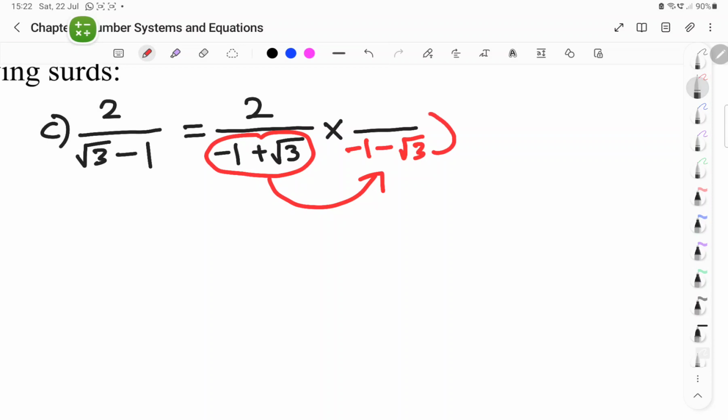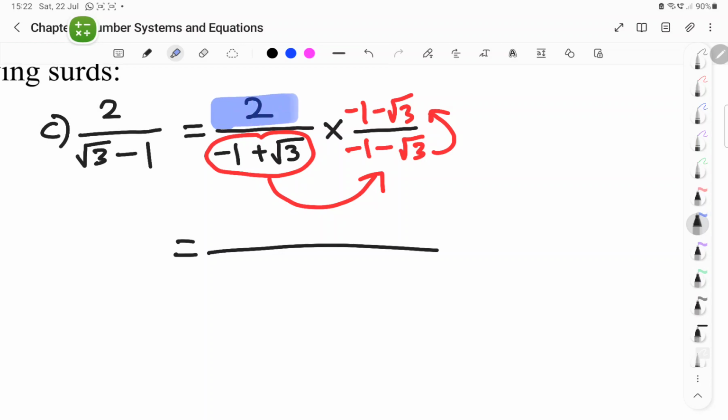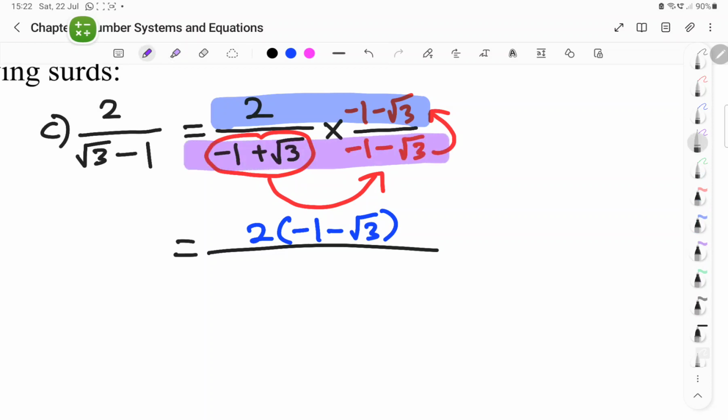Okay, take the conjugate, copy paste up here in the numerator. Okay, done. Now what to do? Multiply. Now we multiply the numerator, this one. So 2 multiply by minus 1 minus square root of 3. Then next, we multiply the denominator.